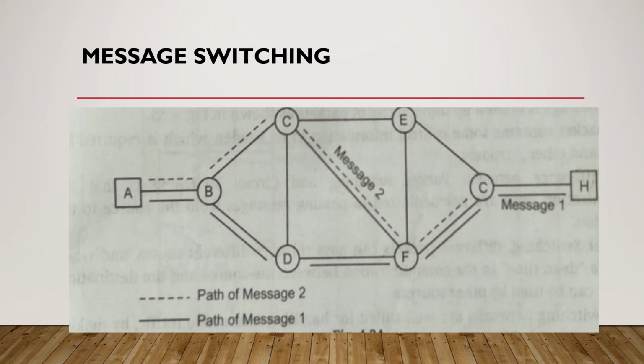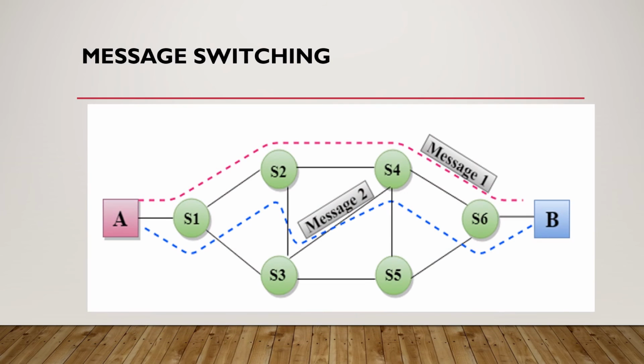This is a diagram which represents message switching. In this, both messages, message 1 and message 2, can follow different paths. Message 2 follows the dashed line path, whereas message 1 follows the solid line path, while the source and destination of both messages are the same. Same diagram: both messages originate from the same source for the same destination, but the path is different.